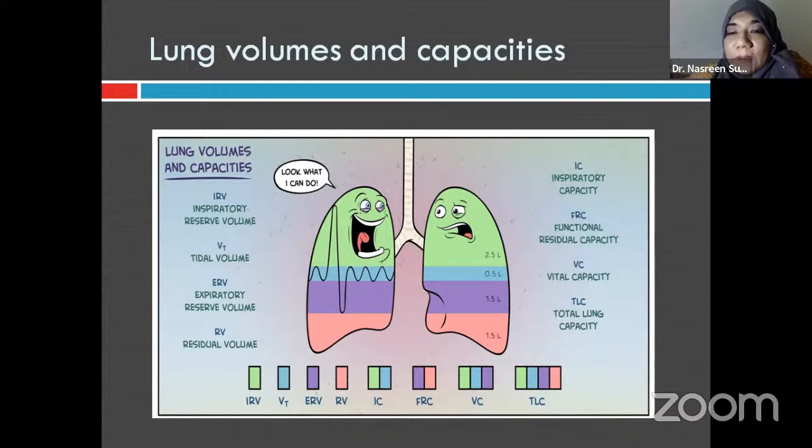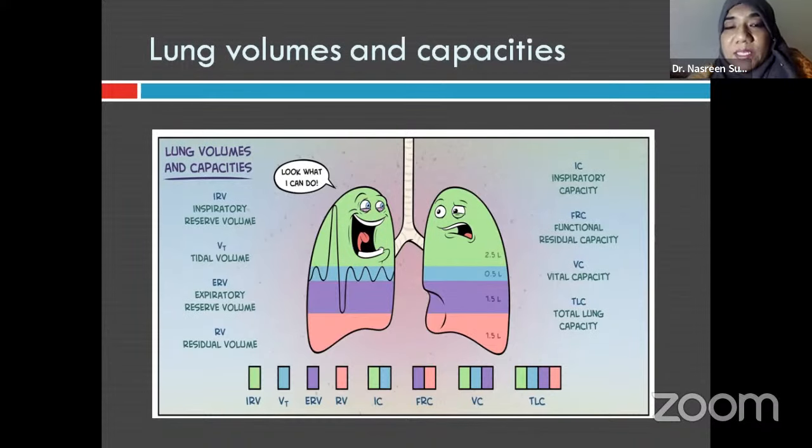Then is your FRC. FRC means functional residual capacity. Functional residual capacity is the sum of expiratory reserve volume plus residual volume. It means during expiration, how much amount of air is present in the lungs: the one which is expelled, and also the one which is remaining in the lungs. And the last one is vital capacity.